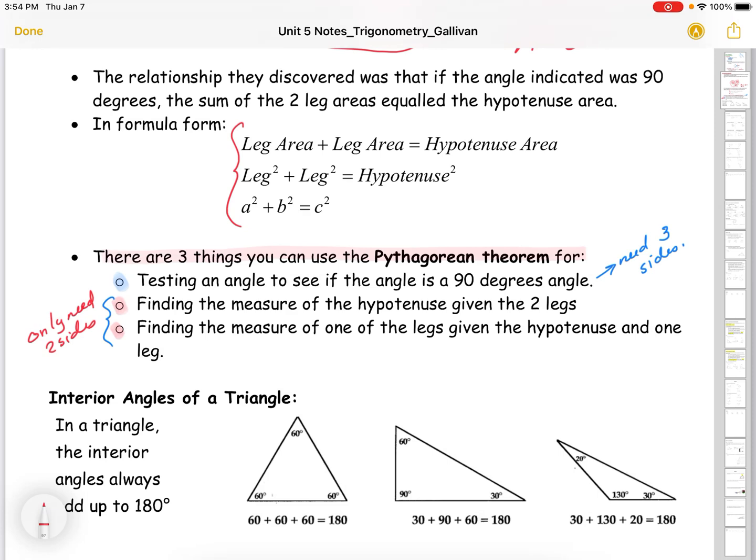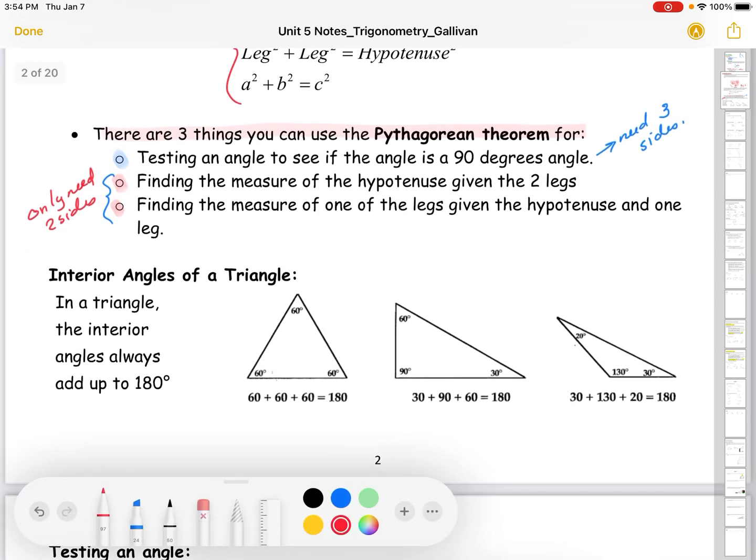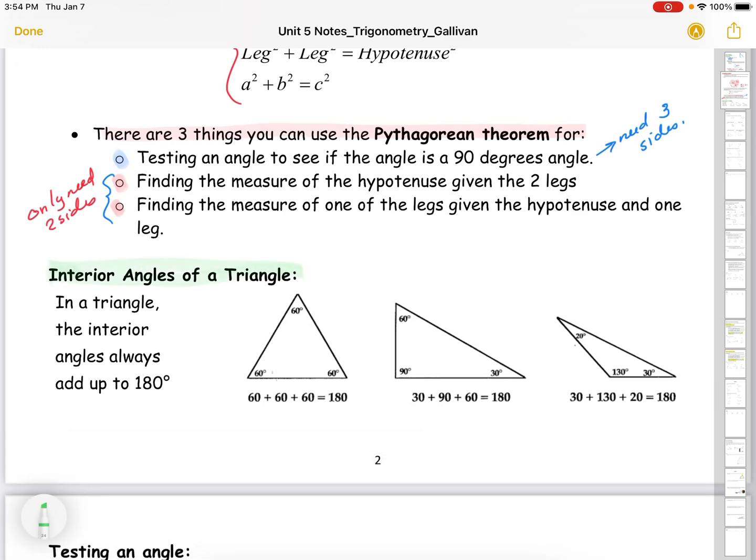Now, another relationship that we know about triangles, and this is any triangle, is that the interior angles always add up to 180 degrees. So if I take all three of those angles and add them up, they're going to add up to 180. So 60 plus 60 plus 60 equals 180. 90 plus 60 plus 30 equals 180. 30 plus 130 plus 20 equals 180.